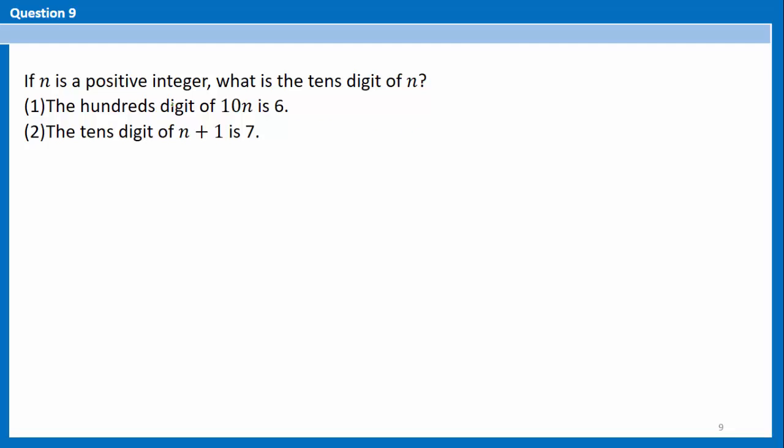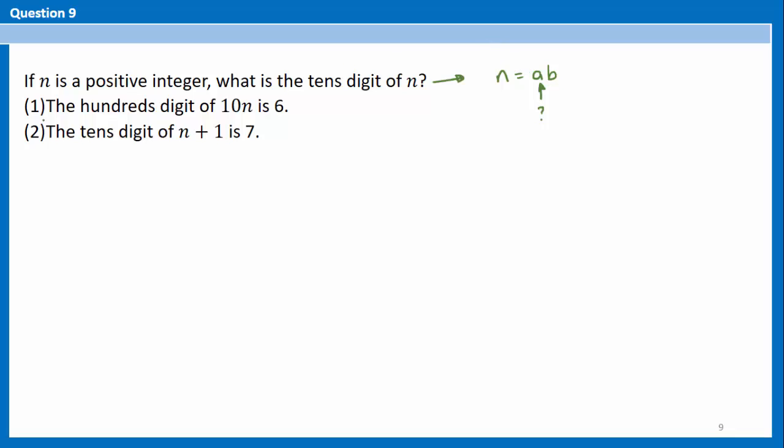If n is a positive integer, what is the tens digit of n? So n at least has a tens digit. We don't know how many digits, but let's just pretend it has 2 for now. And we are asked what the tens digit of n is, so we want to know a. Now it can have more digits, but you would still want to find the tens digit only.